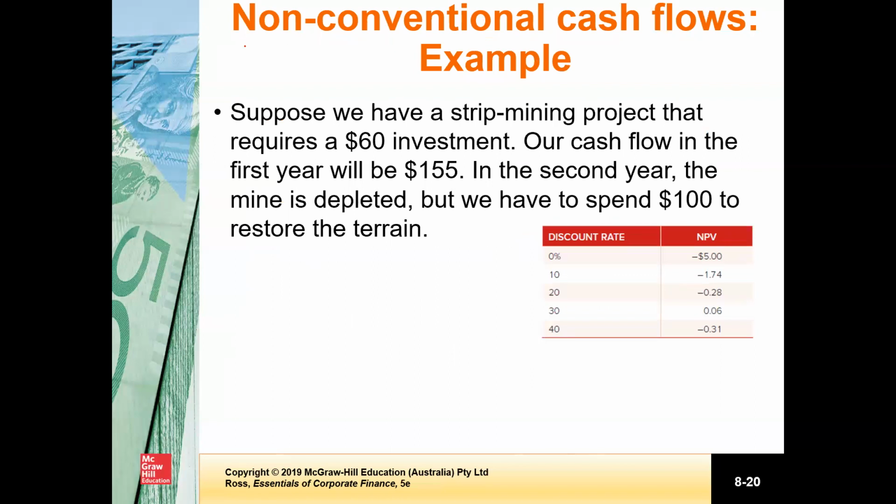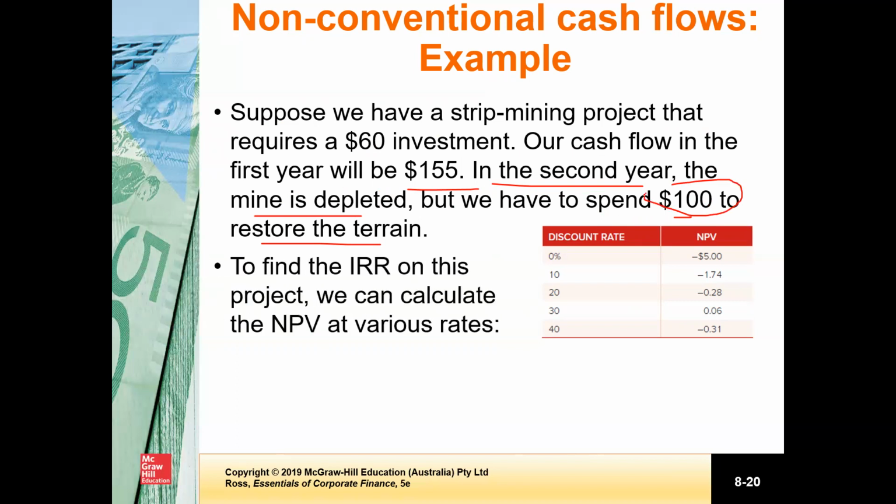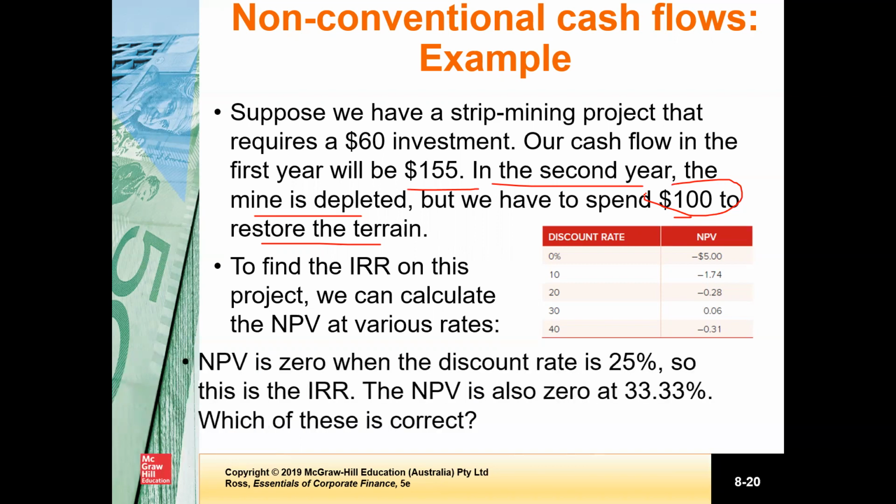Look at this example. Suppose we have a strip mining project that requires a $60 investment, and our cash flow in the first year will be $155. In the second year, the mine is depleted, but we have to spend $100 to restore the terrain. So you can see that although the first year cash flow is positive, the second year cash flow is negative. In this case, IRR will be misleading, because when we have these non-conventional cash flows, we may have more than one IRR.